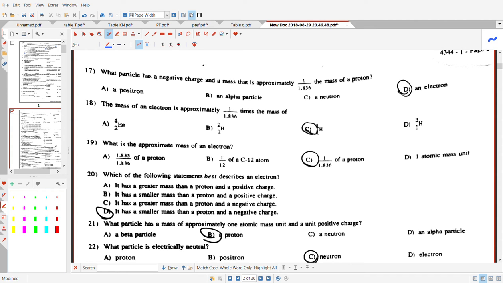Let's go over some Regents questions on atomic structure. This first one, number 17, says: which particle has a negative charge and has a mass that's approximately 1 over 1836 times the mass of a proton? But if we forget, we can go to Table O.